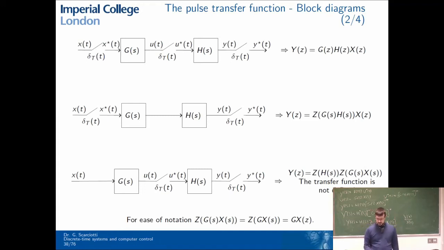Before going on to the next example, I want to introduce a notation. When we have the z transform of g of s times x of s, so we have to compute the transform of the product of two functions in the Laplace domain, we can indicate this as the z transform of gx. So we remove the argument and we put them together. We use a label, basically. And again, we can indicate this as just gx of z. So gx of z is indicating this z transform.